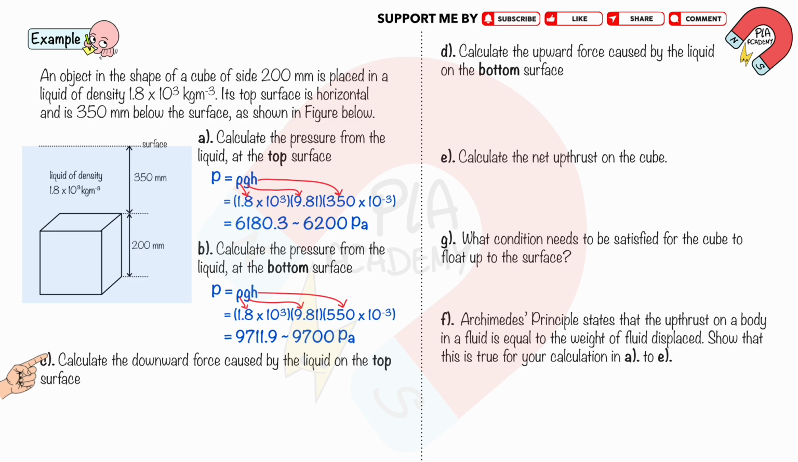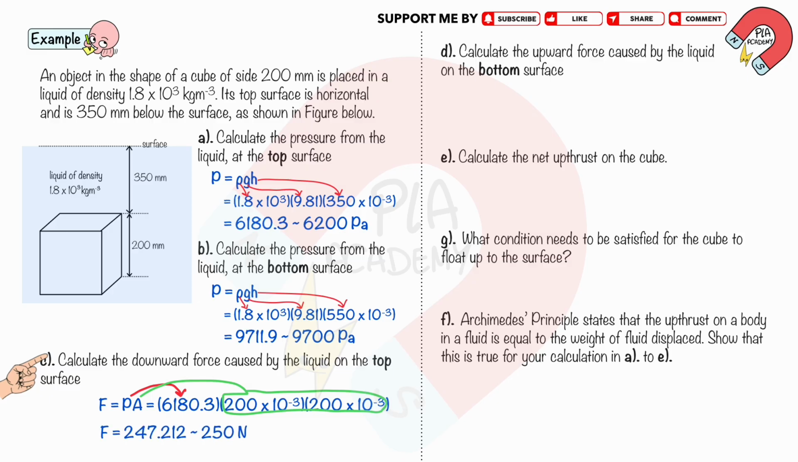We calculate the force at the top by F equals P times A. Substituting P equals 6,180.3 and area A equals 200 times 10 power negative 3 multiplied by 200 times 10 power negative 3. We solve the force F equals 250 newtons for two significant figures. D. Calculate the upward force caused by the liquid on the bottom surface.